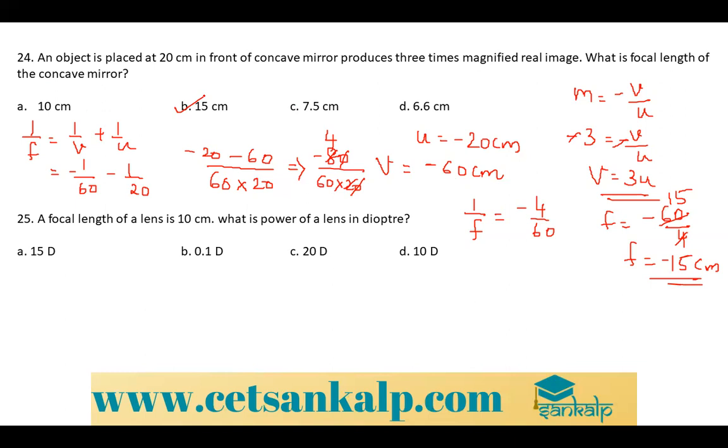Next, the focal length of a lens is 10 centimeter. So F is equal to 10 centimeter. What is the power of the lens in diopter? So P is equal to 100 divided by F, with F in centimeter. So 100 divided by 10, it is 10 diopter, option D. Clear?